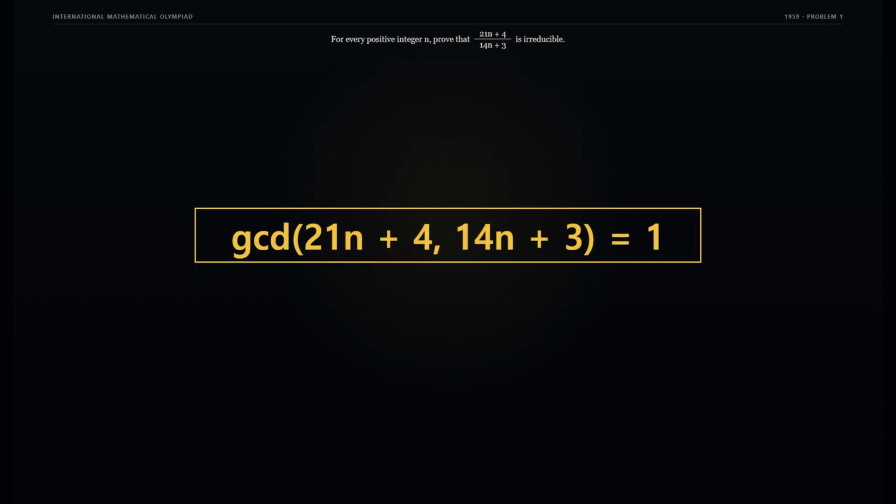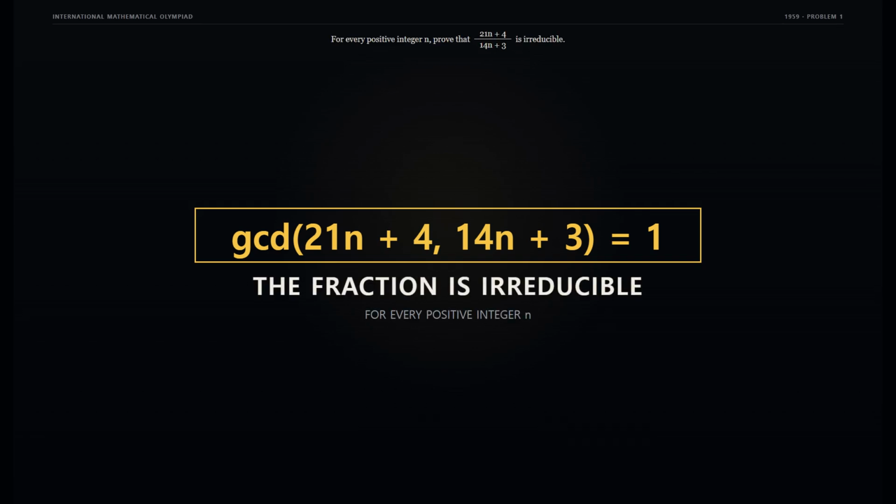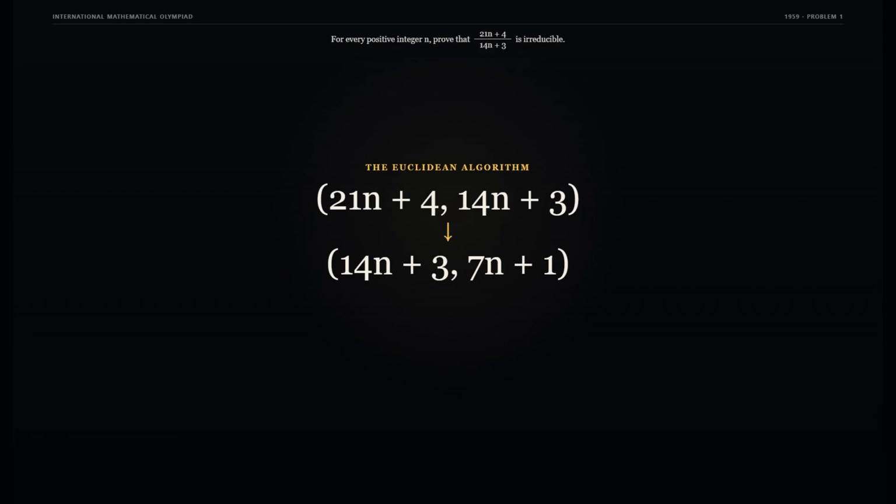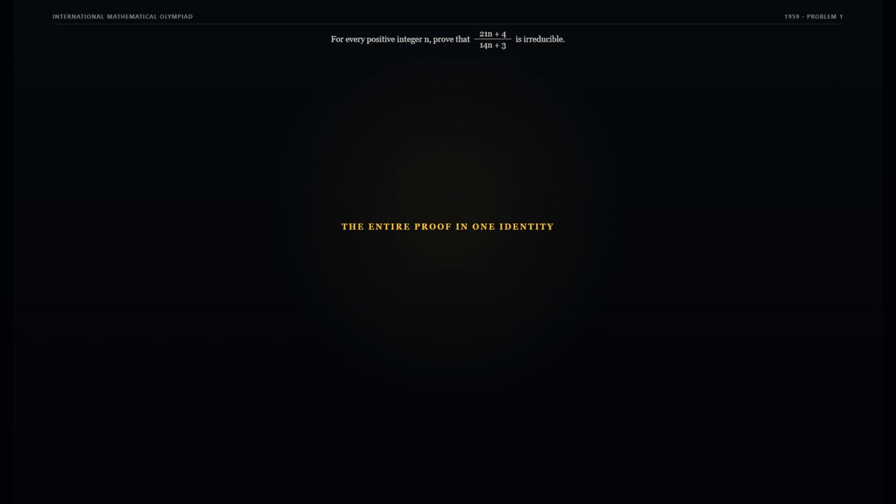Hence, the greatest common divisor of 21n + 4 and 14n + 3 is 1. And the fraction is irreducible for every positive integer n. That is the Euclidean algorithm hiding inside the problem. First, the coefficient of n drops from 21 to 7. Then, n disappears completely.